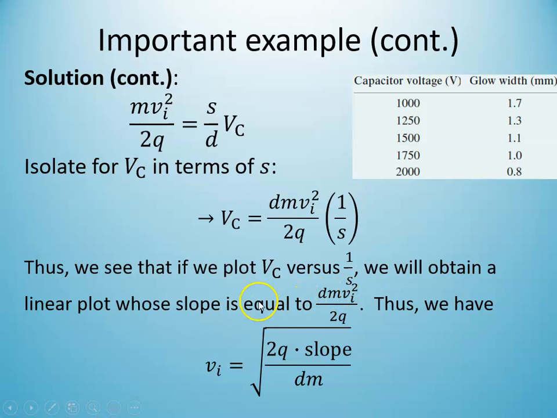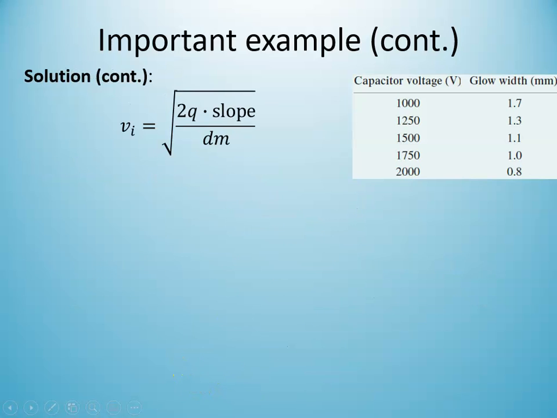Then we have that v initial squared equals 2q slope divided by d times m, and that is d times m. That's not a differential. If you think that's a derivative, go directly to jail. So, take the square root, and we get the initial speed of the protons. All we need to do is make our plot and find its slope.